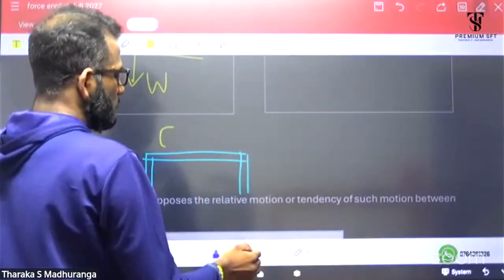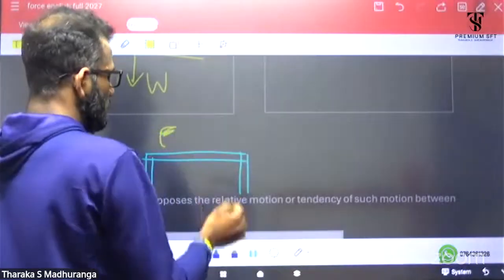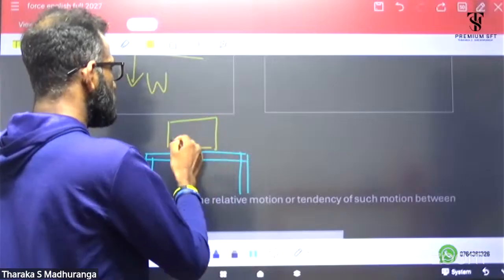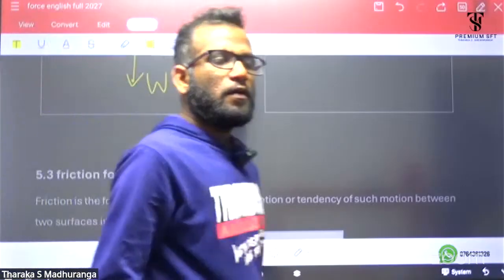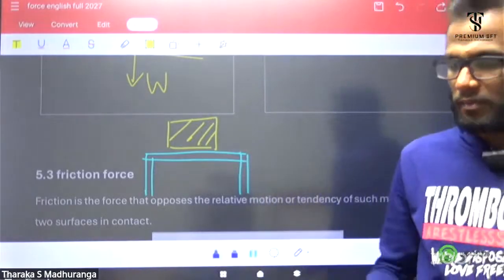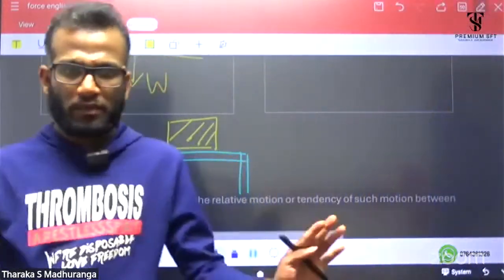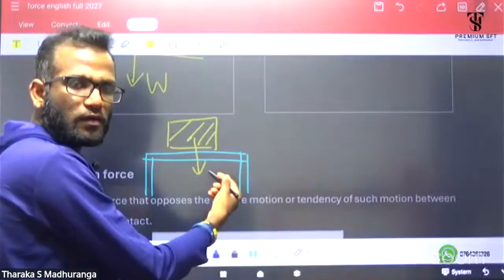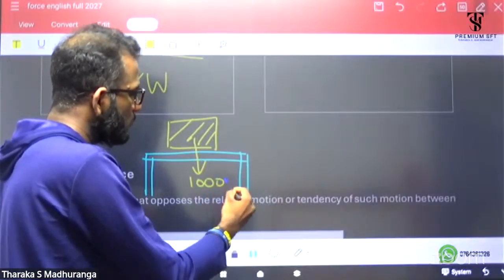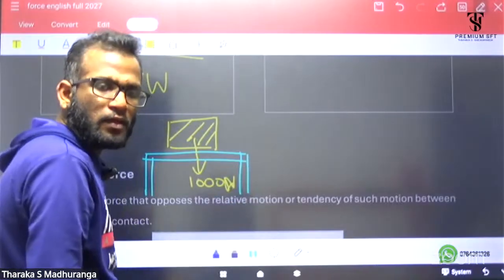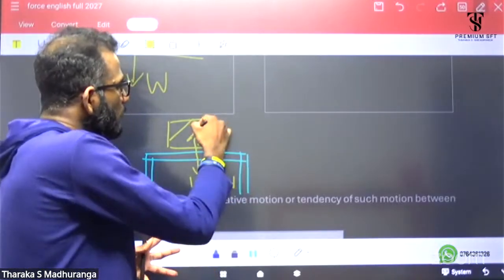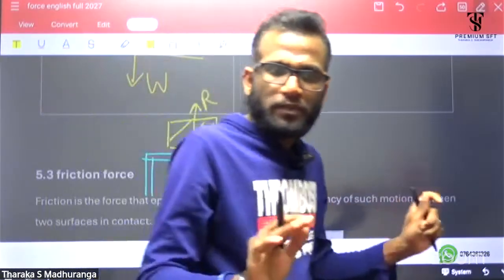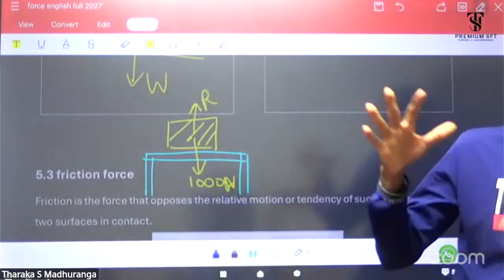This is a table. Can we place a 100 kilogram object on this table? No issue. 100 kilogram is 1000 Newton weight, and the surface can give a perpendicular reaction equal to this 1000 Newton weight. No issue, the table can give 1000 Newton.